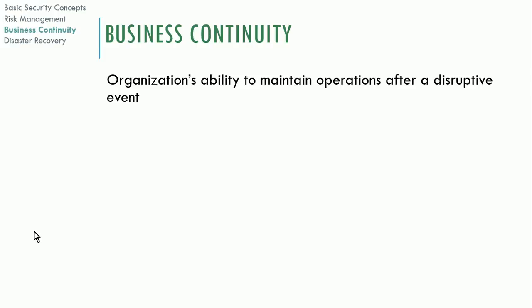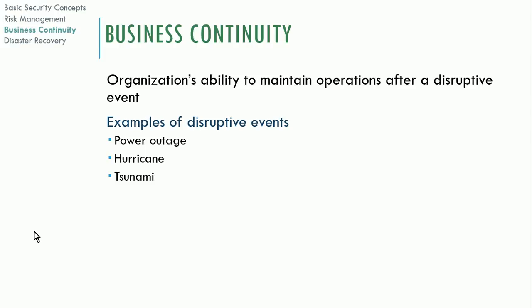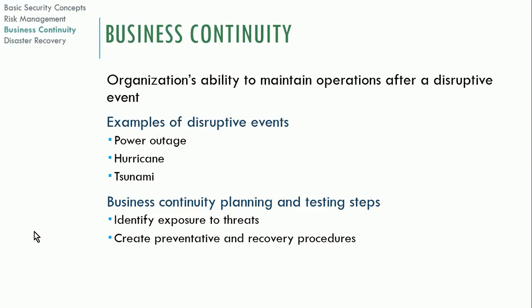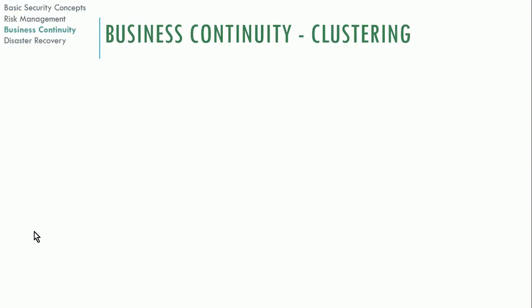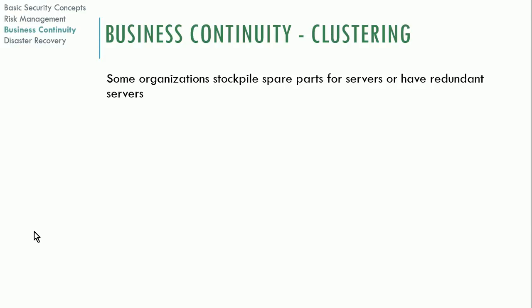An organization's ability to maintain operations in a disruptive event is business continuity. Examples of events could be power outages, hurricanes, tsunamis, attacks, threats, all of those things that we talk about could cause some interruption. So we want to have systems that have enough redundancy to be able to work through those threats. One of those techniques we have is called clustering.